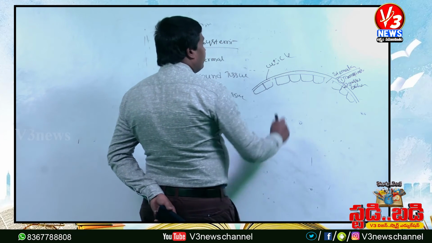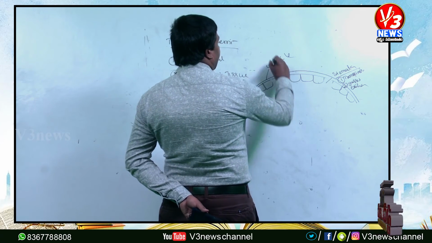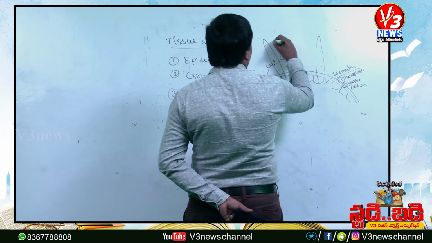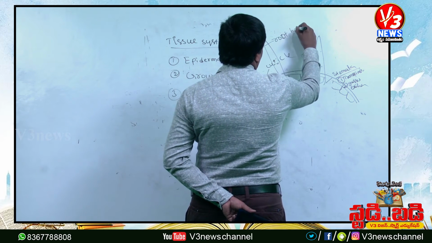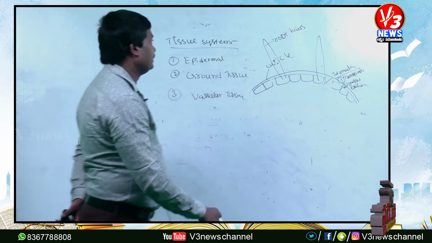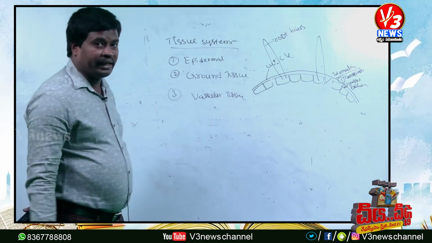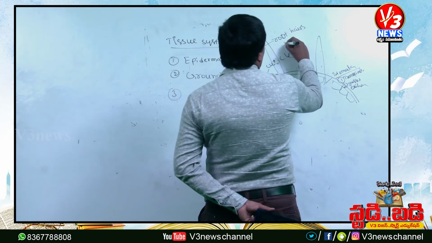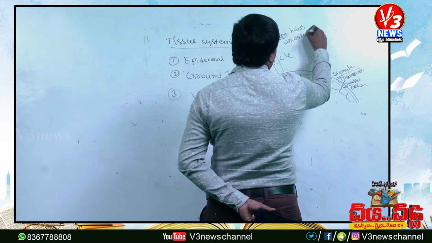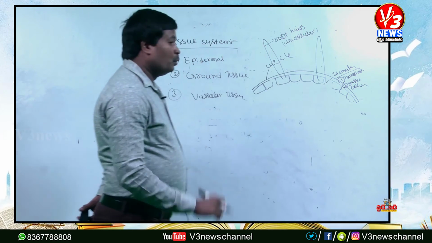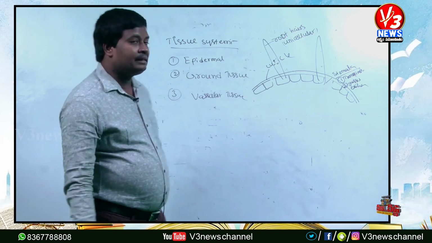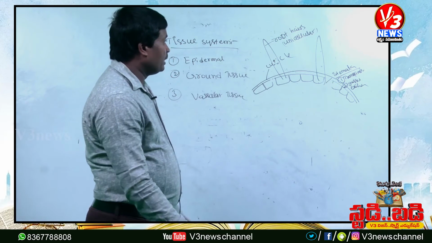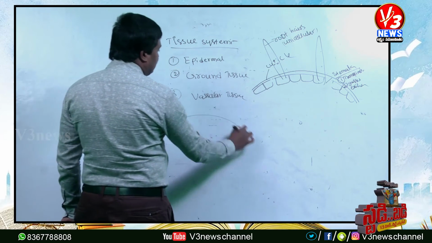Next one, these epidermal cells produce hairs. If it is a root, it produces root hairs. What is the function of root hairs? Absorption of water and minerals. Root hairs are unicellular. If it is the stem, for example, this is the stem.